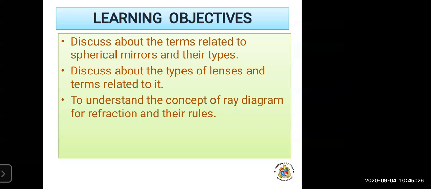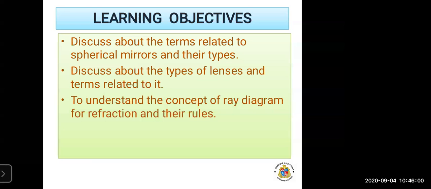Before we start, I want to give some instructions. Please raise your hand only if you have any questions or queries. Take a screenshot of important points, and also note down the important points in your notebook after the lecture. Keep the pen, notebook and textbook with you. So students, let us start our new topic, lesson number 7, Lenses.